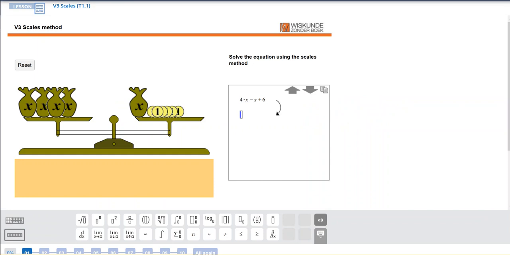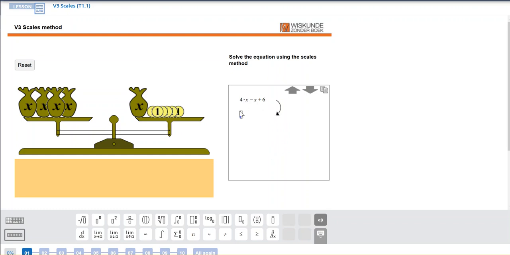In activity 1 of Module V3 on numworks, you see this. The first thing you see is this. Here in this screen is the equation that we need to solve. 4 times x equals x plus 6.